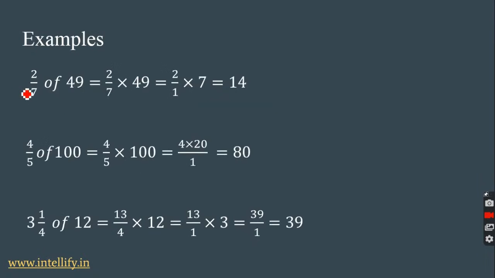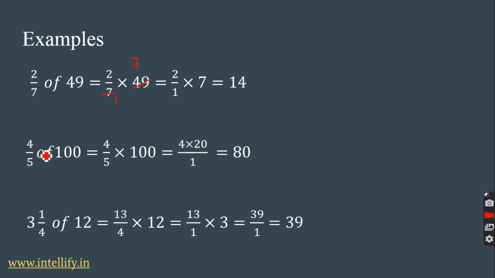Here are some more examples working with the of operator. So 2 by 7 of 49 means 2 by 7 into 49, which can be easily solved. We can see that we can perform reductions with the denominator. So 7 into 7 is 49 and 7 into 1 is 7. So we have 2 into 7 in the numerator, which is 14.